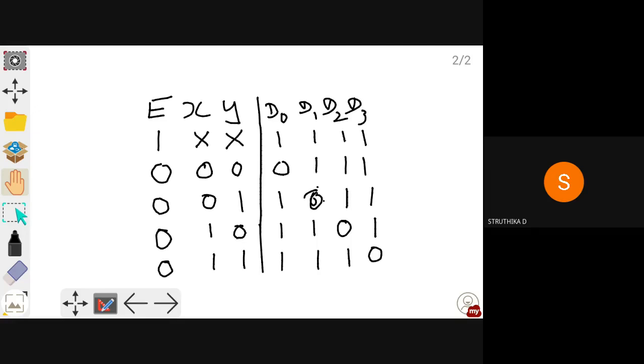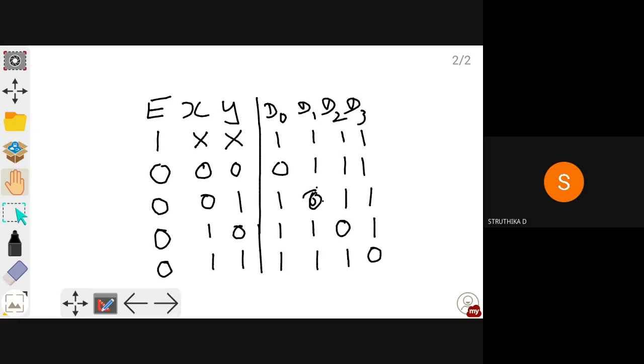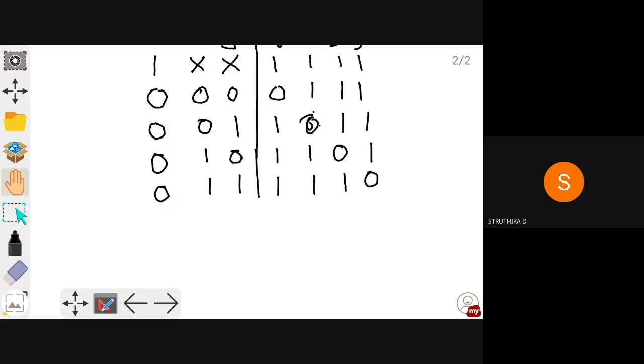So for the logical diagram, you have to draw the circuit for D0, D1, D2 and D3. So D0 means E bar, X bar, Y bar. D1 means E bar, X bar and then Y. D2 is E bar, X, Y bar and D3 is E bar, X and Y. So you have to draw the diagram.